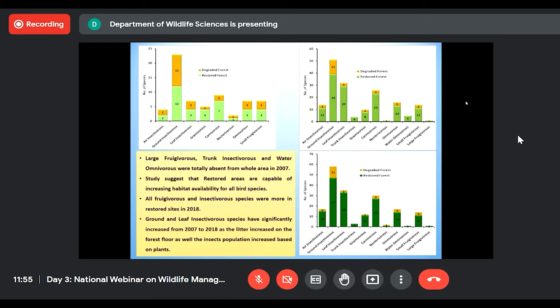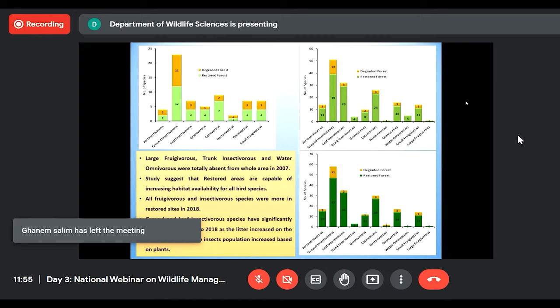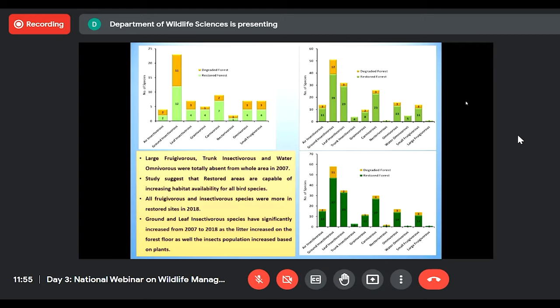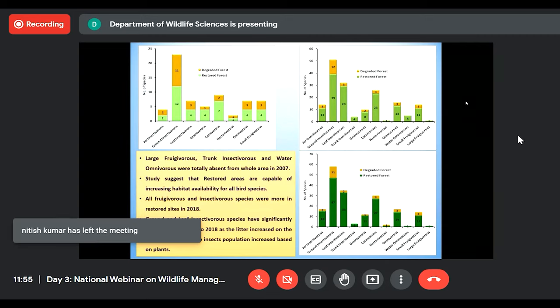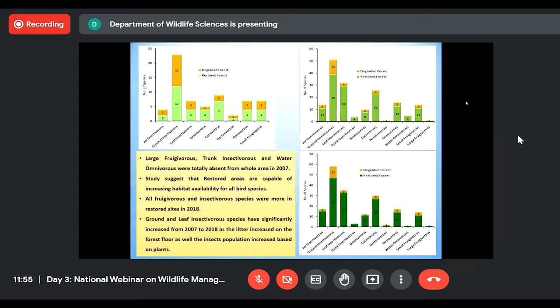The result has come out that large frugivores and trunk insectivores, meaning the hornbill or the woodpeckers, and water omnivores were totally absent from the whole area in 2005. The study says that restored areas are capable of increasing habitat availability for all bird species. All frugivore and insectivore species were found in restored sites in 2018. And ground and leaf insectivore species have significantly increased from 2007 to 2018, as the litter increased on the forest floor, as well as the insect population based on plants.